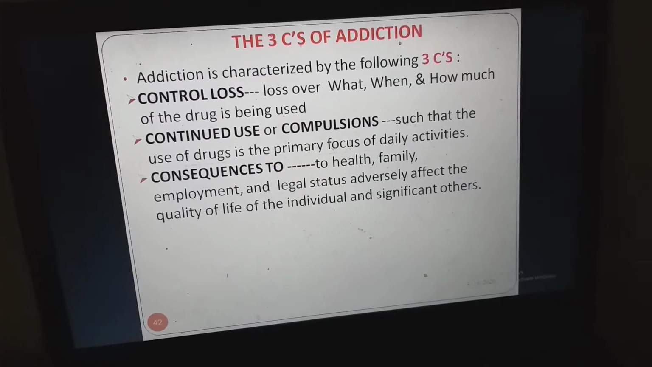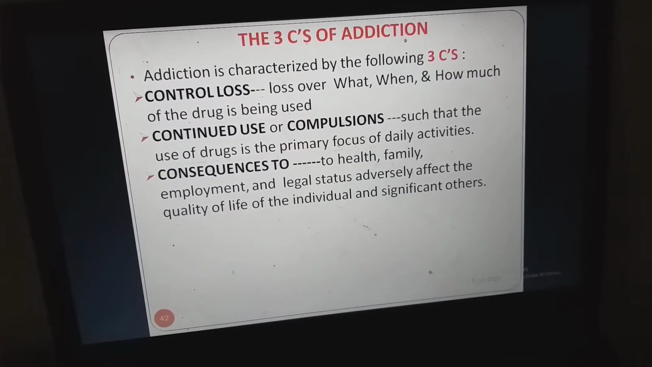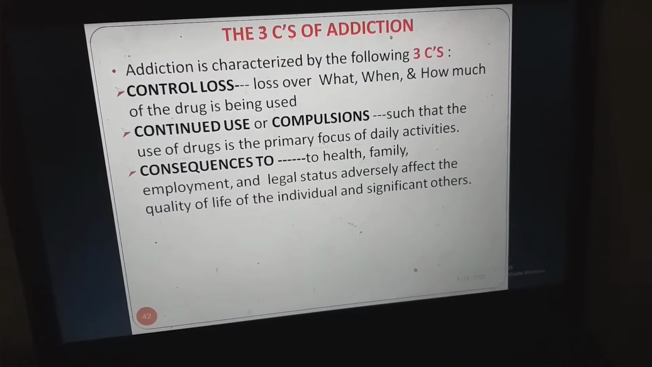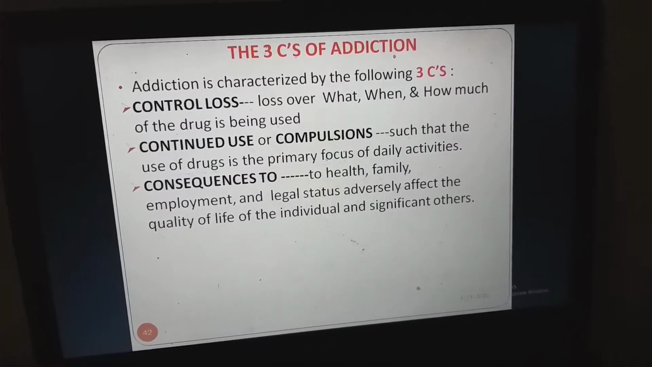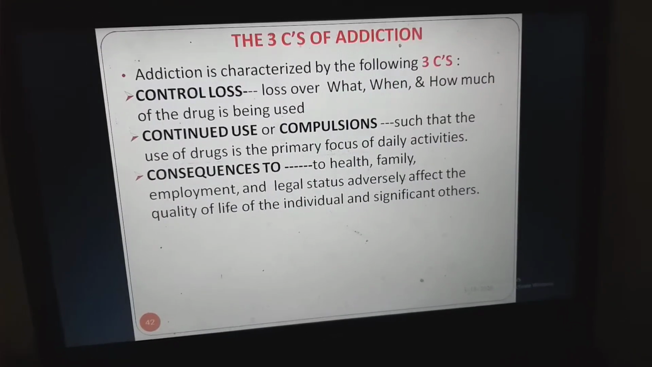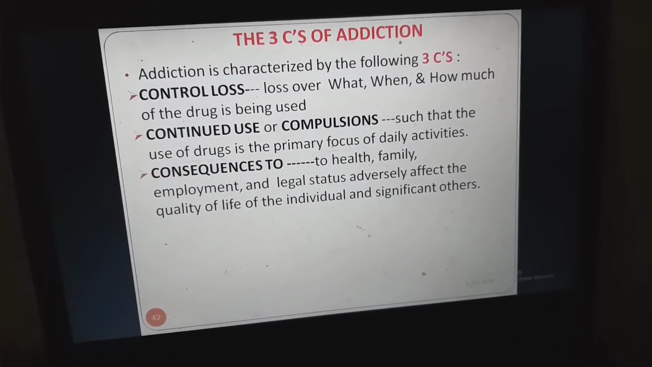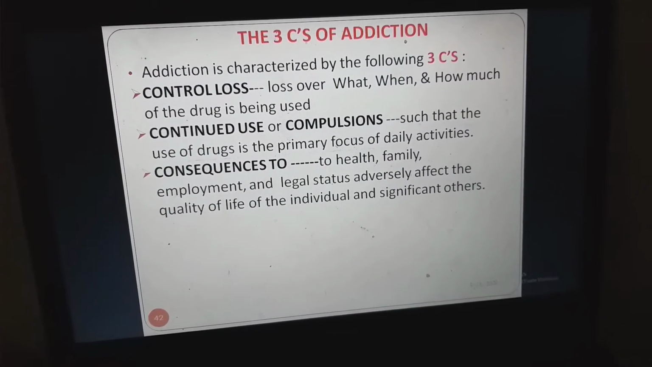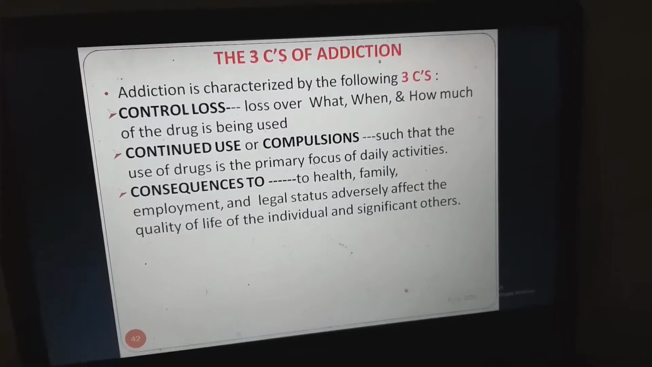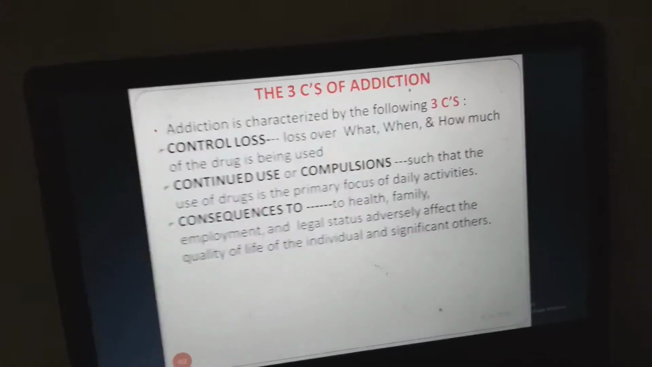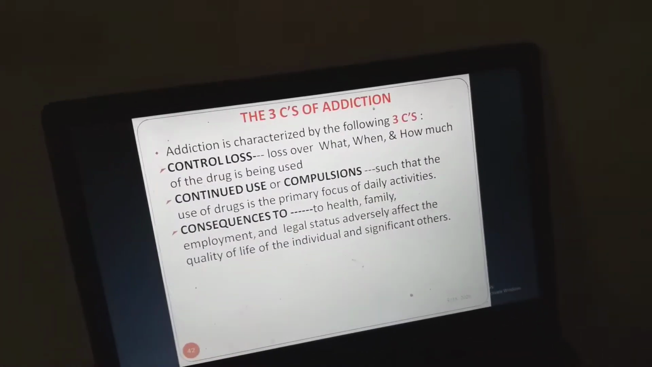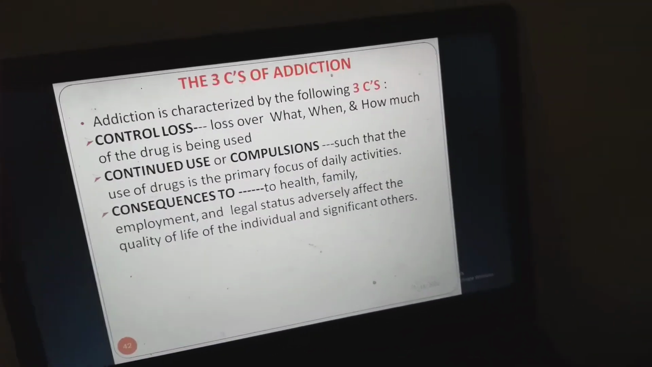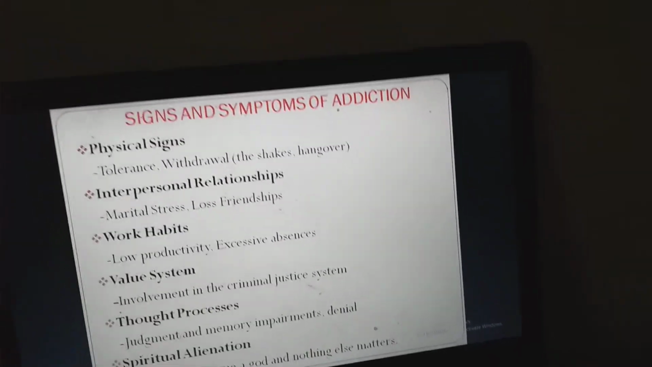Control loss means loss of control over what, when, or how much of the drug is being used. Continued use means that the use of the drug is the primary focus of daily activities. They are focused on it daily; that's what we call continued use. Consequences means adverse effects on health, family, employment, and legal status, affecting the quality of life of the individual and significant others. Therefore, the 3 C's of addiction are control loss, continued use or compulsion, and consequences. These are the 3 C's.